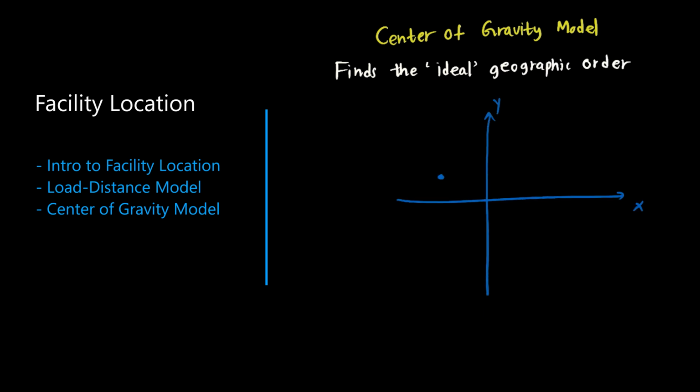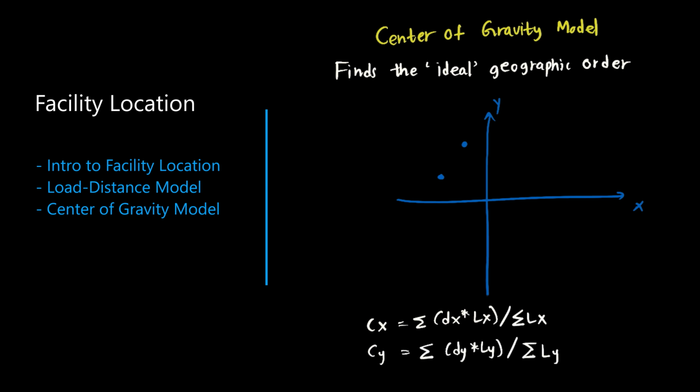It calculates the geographic centre of all your destinations, but it weights the coordinates of each destination by the number of loads it receives. It gives you the X and Y coordinates of a location that is the theoretical ideal for minimising travel. You would then look for an actual, available site near those coordinates.